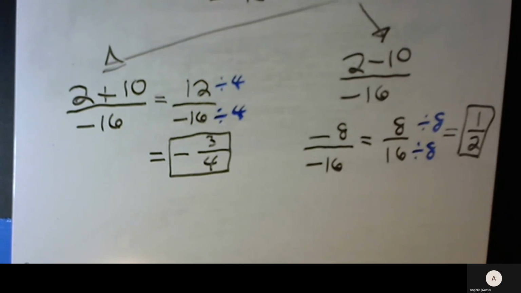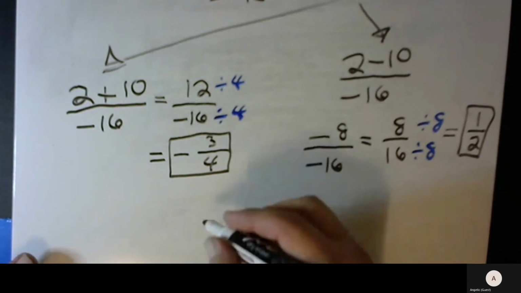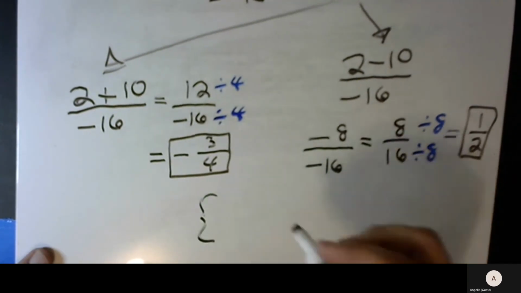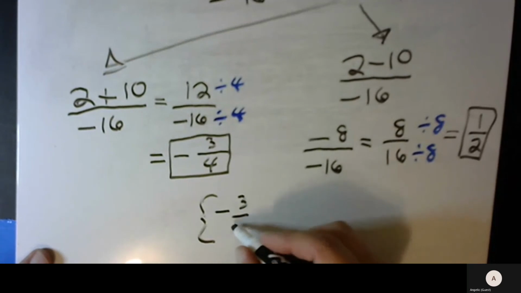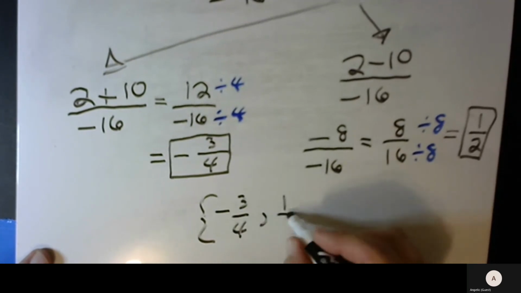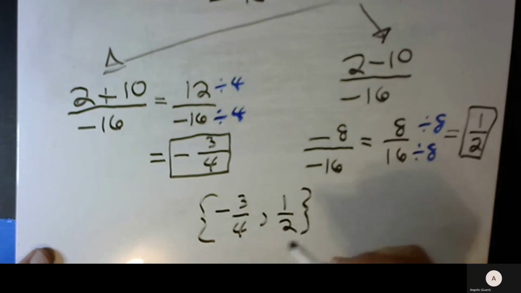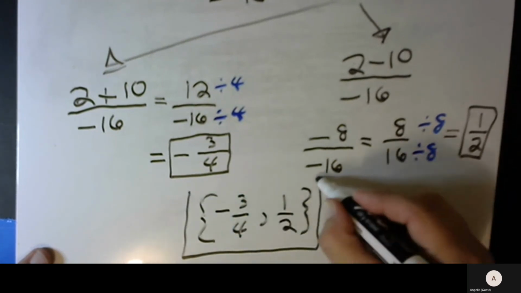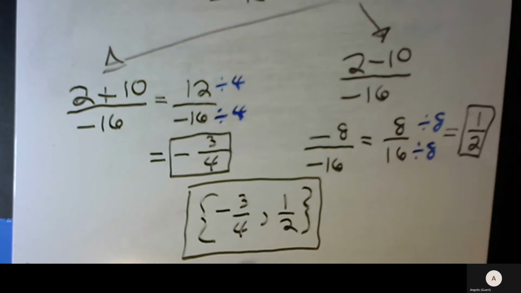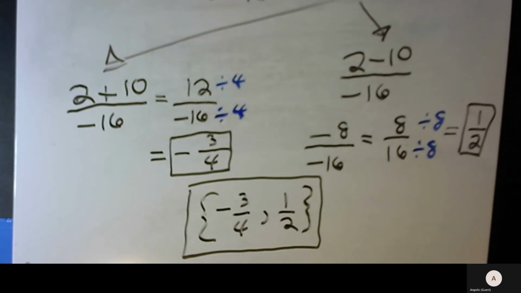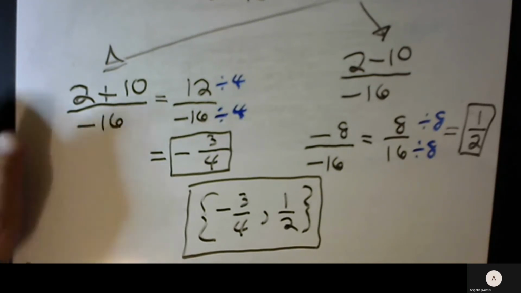So this has 2 answers, -3/4 and 1/2. And usually you put your answers in what we call set notation. You put them in these little curly braces. But this would be your solution. Questions about that? So let me do another one.